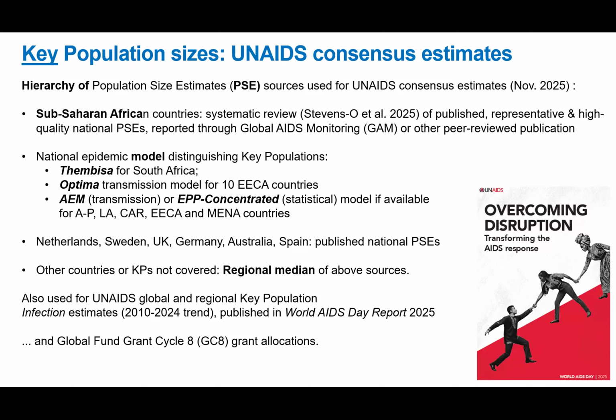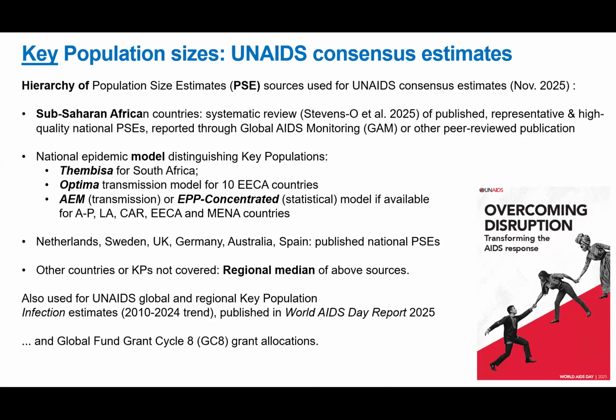So what we've considered for the current PSE estimates is also a systematic review done at Imperial College London by Ollie Stevens last year, which includes such additional published national size estimates. Some countries confirm or consolidate their size estimates in a national epidemic model, and that's even better because it forces consistency of the size estimates across the key populations and with national results and versus low-risk populations. That's mostly the case for countries in Southern Africa, Eastern Europe, and Asia, however. A few of the countries in the Latin America and Caribbean region will have such national size estimates embedded in their national Spectrum estimate if it's an EPP concentrated model.